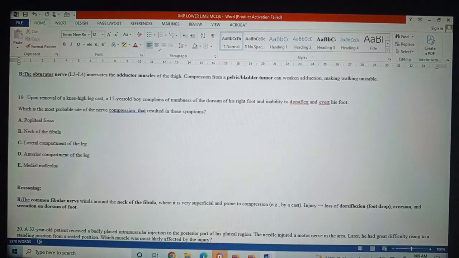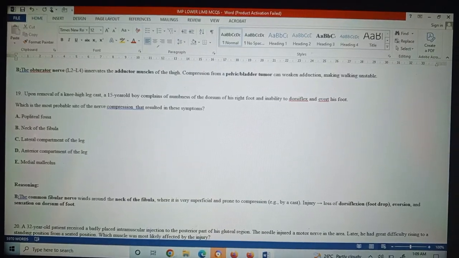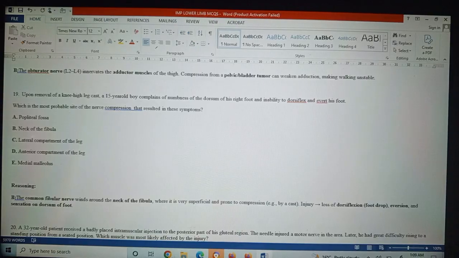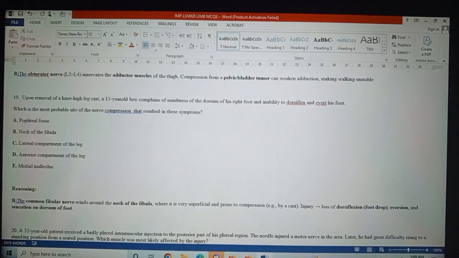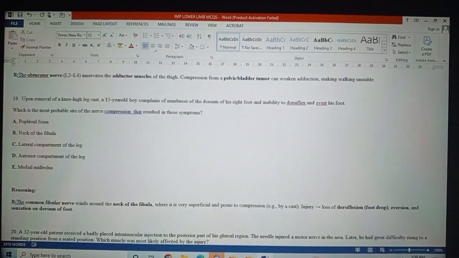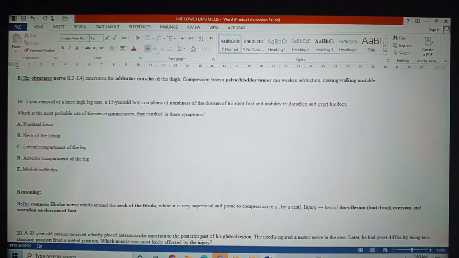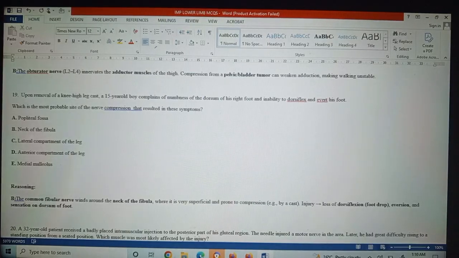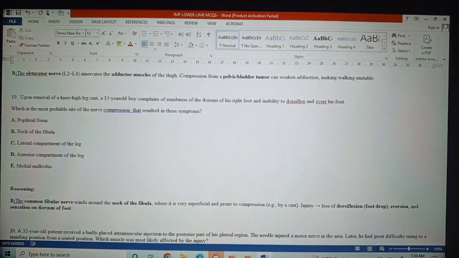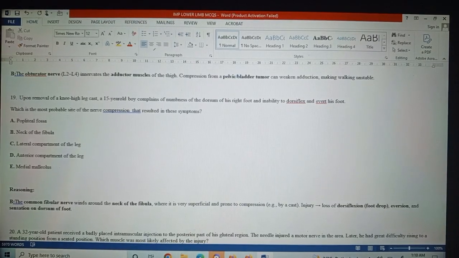The common fibular nerve winds around the neck of the fibula, so it means that the neck of the fibula is the most common position where the injury takes place. So the common fibular nerve is responsible for it, which causes inability to dorsiflex and evert the foot.